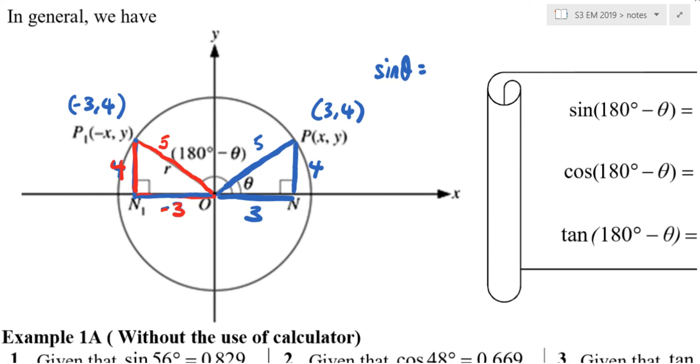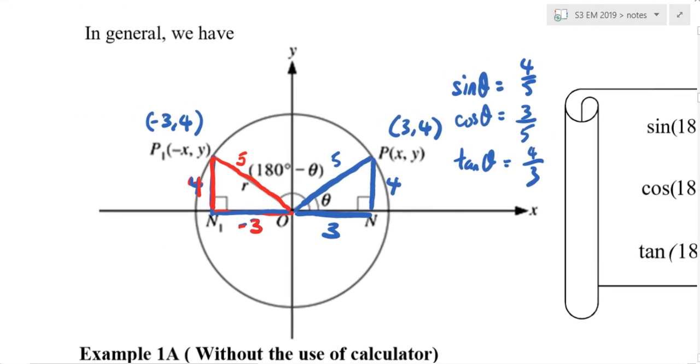Sine theta equals to 4 over 5. Next, what about cosine theta? 3 over 5. What about tangent theta? 4 over 3. Simple? So far can follow?